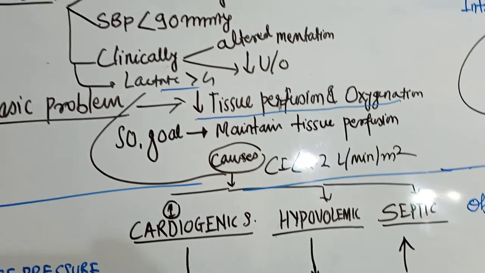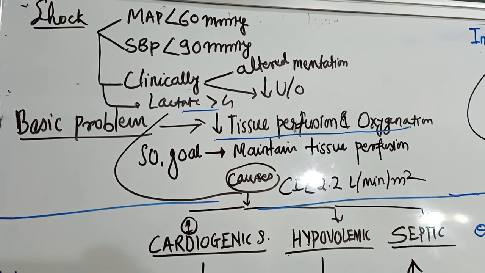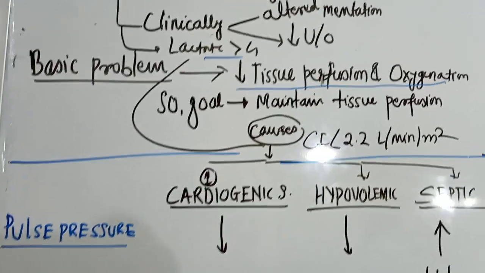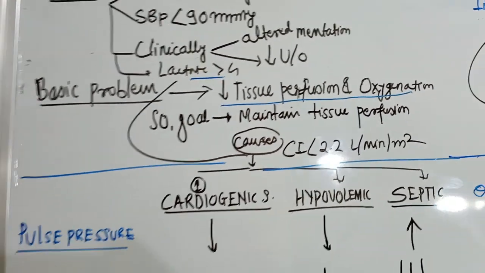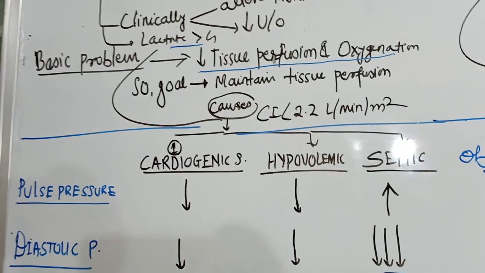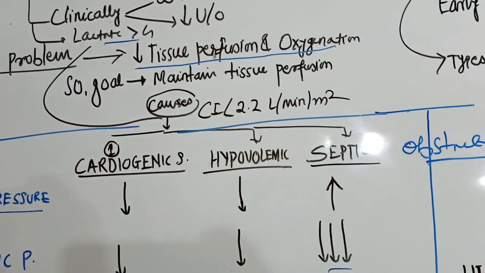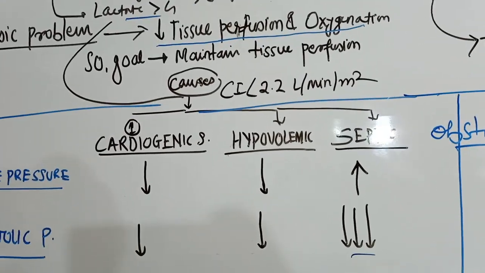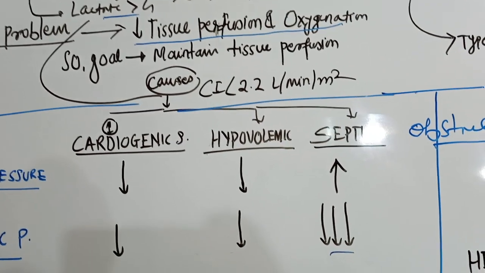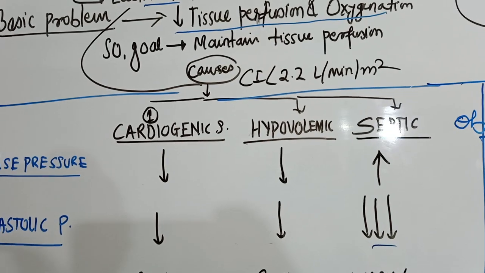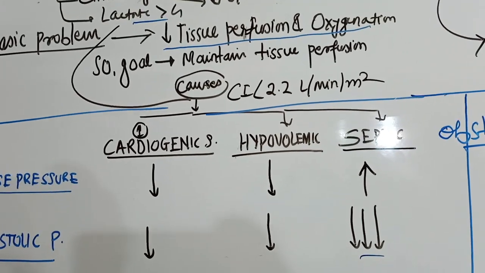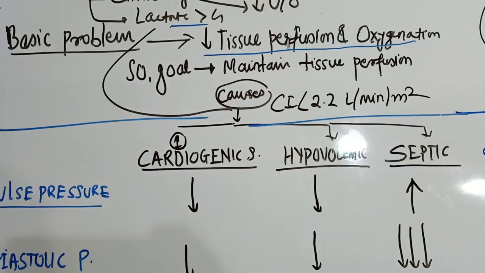Clinically it presents with altered mentation, or if we do an ABG of a patient, we'll have lactate more than 4. So what is the basic problem in shock? The basic problem in shock is that there is hampered tissue perfusion and oxygenation. So our goal is to maintain tissue perfusion and oxygenation. Mostly the cardiac index is less than 2.2 liters per minute per meter square in these shocks.